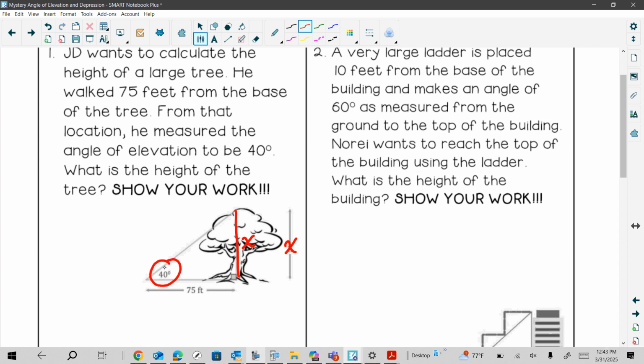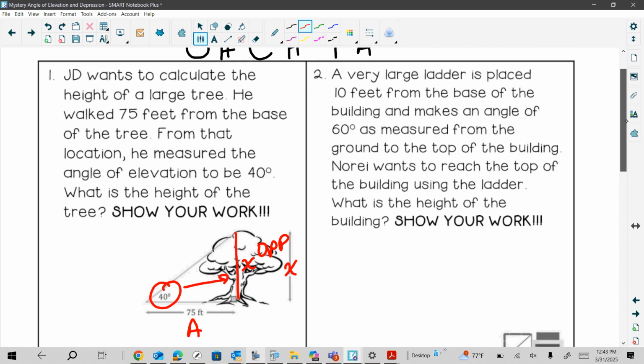So we start off circling the angle. The height of the tree is the opposite side, so that's the O, or you can put the word opposite. The 75, what do we label that as? So I'm going to put an A where the 75 is. So label the given diagram. The X is O, the 75 is A.